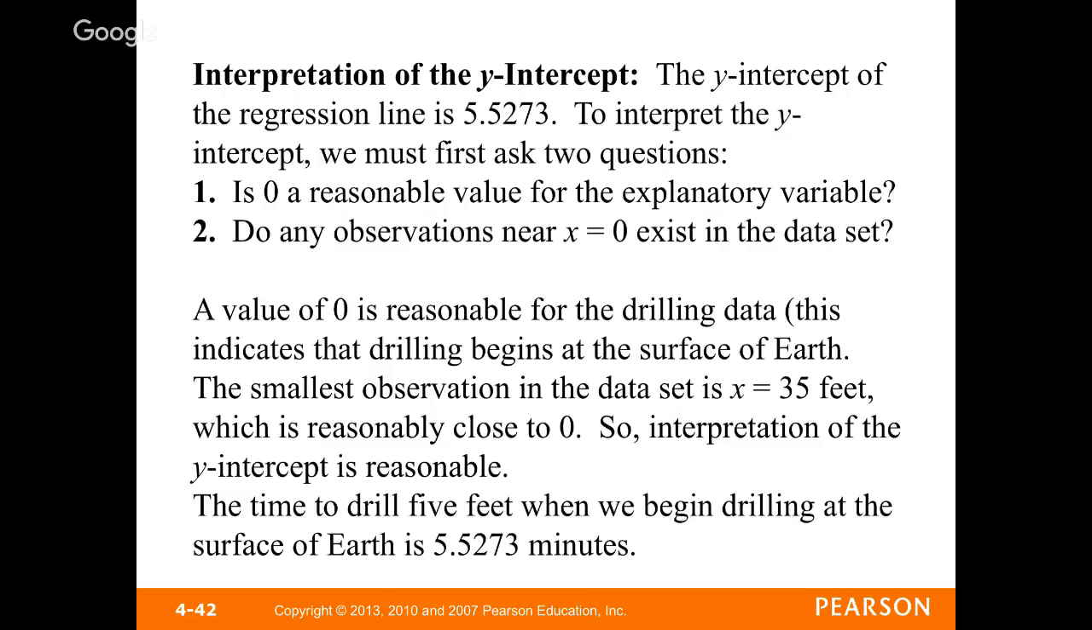Y-intercept. There's a lot on this slide, but basically we have a y-intercept of 5.5273 for this case. The y-intercept is simply what happens when x equals 0. So what's the value for y when x equals 0? The thing about y-intercept is it's not always interpretable. So you really have to answer these two questions. Is 0 a reasonable value for the x variable, the explanatory variable? And likewise, do we have any values close to 0? We don't want to be using the y-intercept when it's far away from what we actually have observed.